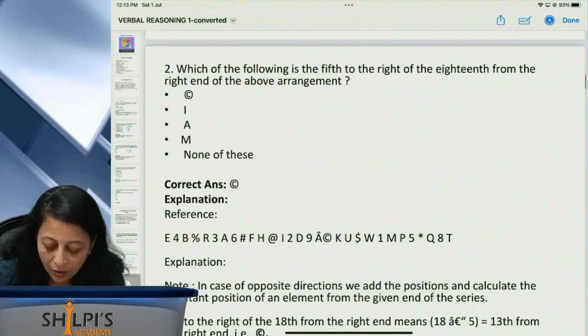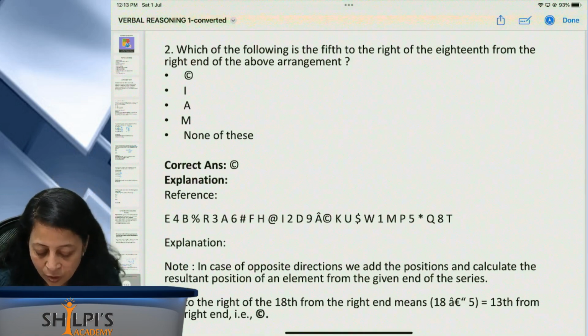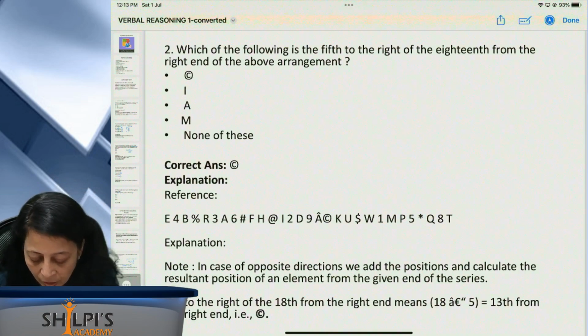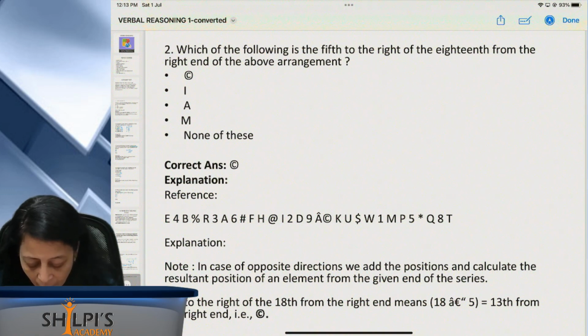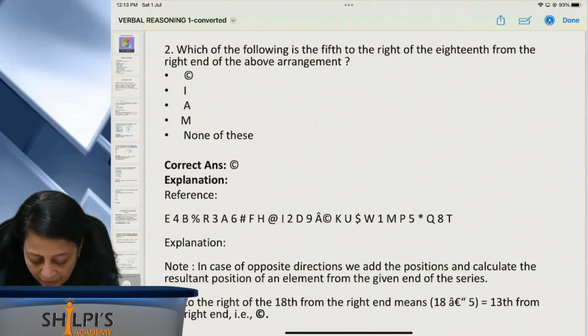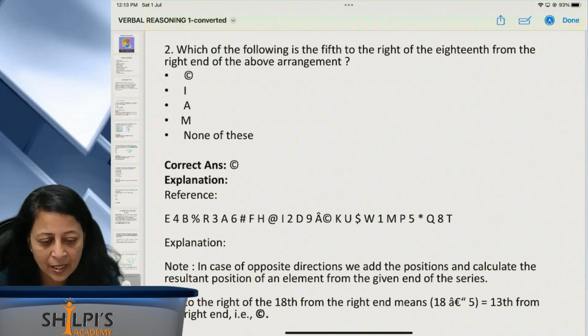Which of the following is the fifth to the right of the 18th from the right end? In case of opposite directions, we add the positions and calculate the resultant position of an element from the given end of the series. Fifth to the right of the 18th from the right end.